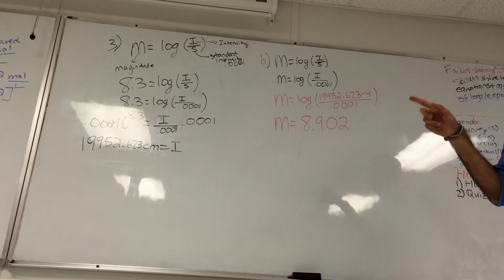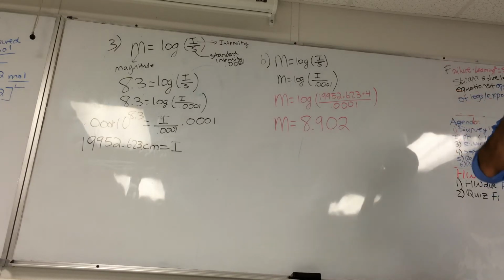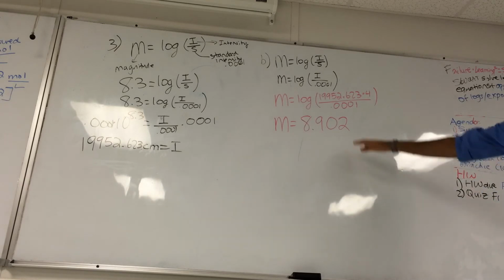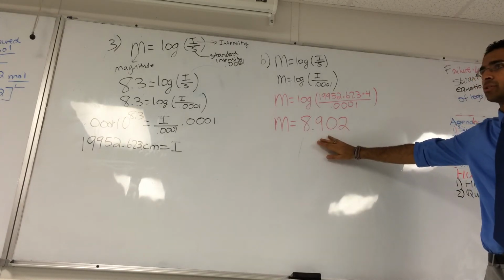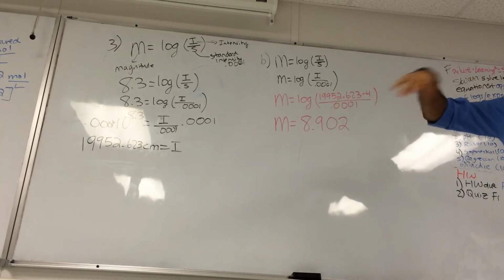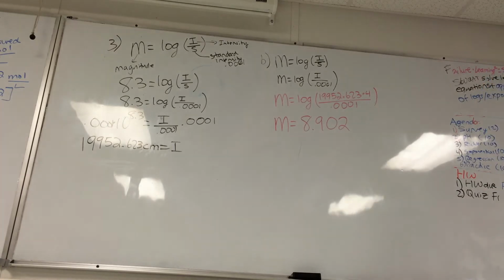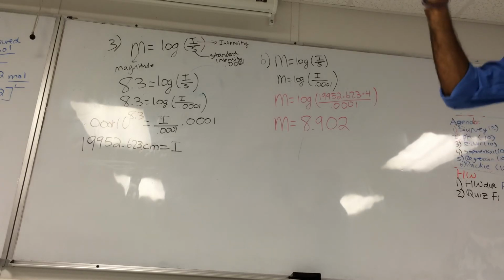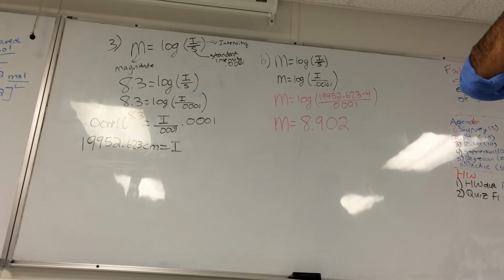Questions? No. So this one is not in centimeters because this is the magnitude of an earthquake. We don't have units on this. The only way you would know that there are no units is in part A. We said that the earthquake has a magnitude of 8.3. We didn't give units there, so it's the same. You don't need the units here.